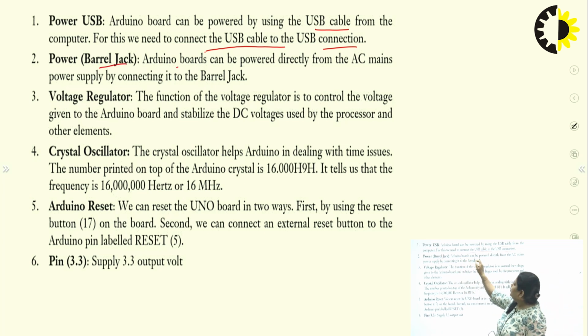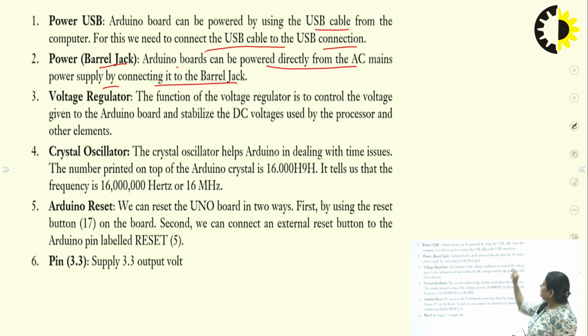That means Arduino boards can be powered directly from the AC main supply by connecting it to the barrel jack. AC here represents alternating current. So the Arduino board can be powered without using the USB cable; we can directly connect the power using the barrel jack by using the alternating current main supply.